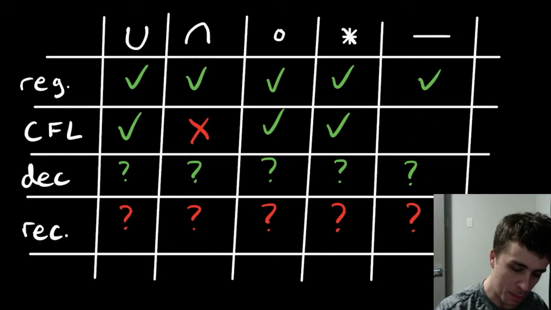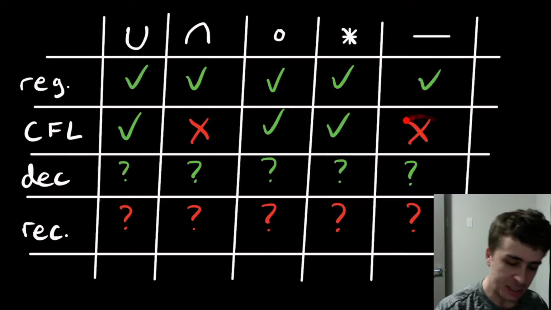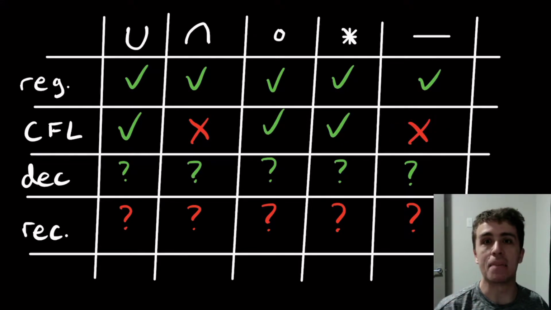And for complement, the answer was, of course, no, because the complement of a to the n, b to the n, c to the n we saw was context-free.